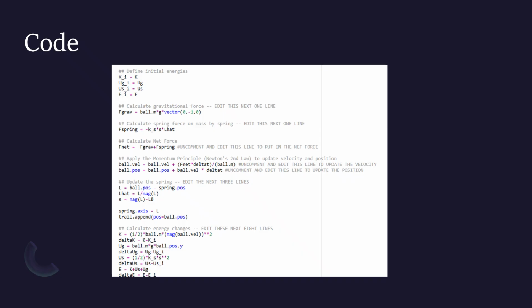After that, we find the F net so that we can use Newton's second law to find the update of the velocity and the update of the position. And after that, we have to recalculate our energies because they're going to change based on how much the velocity and the position of the ball changed. So it's basically a copy paste of what we have up above.